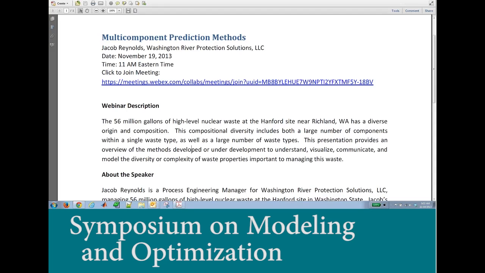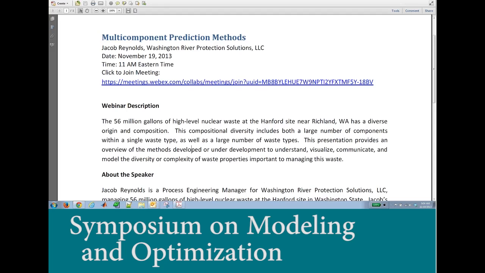Okay, so I'll introduce our speaker today. He's going to be talking about multi-component prediction methods. Jacob Reynolds works at the Hanford nuclear reservation site, working with the waste out there: the 56 million gallons of high-level nuclear waste that's in either single shell or double shell tanks. But it has a very fascinating origin and composition.